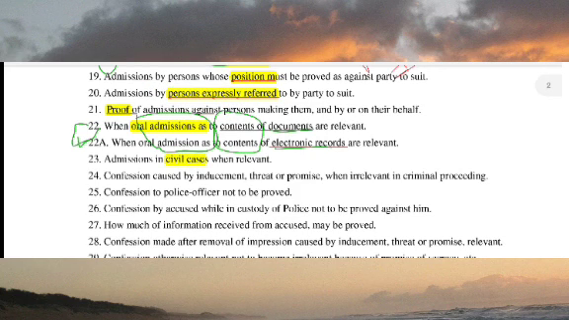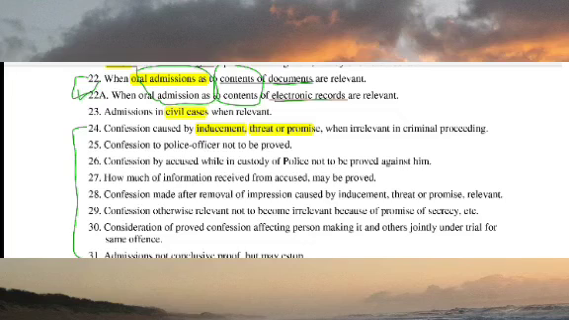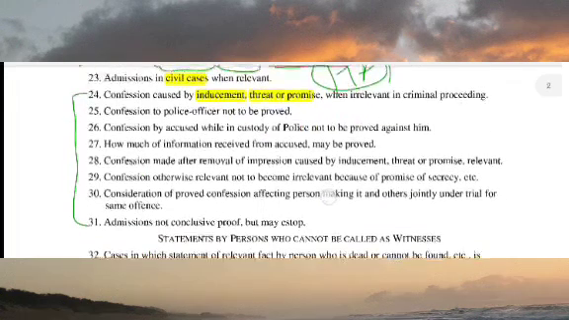Then from 24, these are different. This is relating to confession. So the first one is confession caused by inducement, threat and promise, when irrelevant in criminal proceeding. I'm making the mnemonic ITP. Inducement, threat and promise, 24.